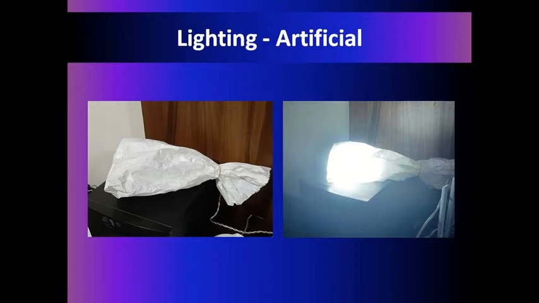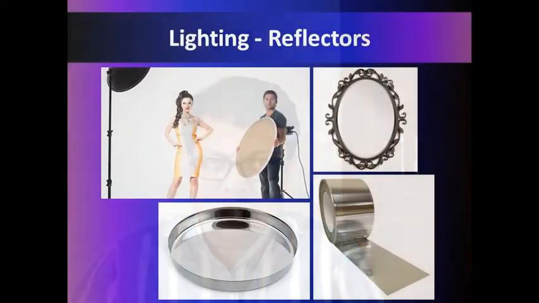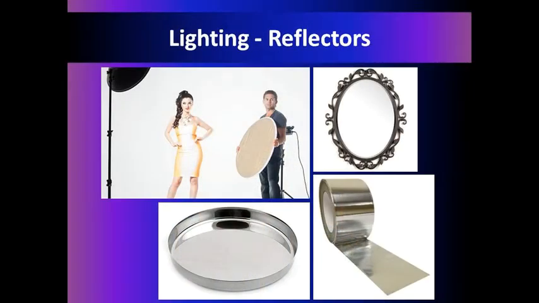Now let's look at the lighting reflectors. Maybe some of you have come across reflectors. Reflectors are nothing but a simple panel which can reflect the light. Look at the first picture. A model is standing right in front of a strong light, and a person is holding the reflector such that her other side also is well lit. So because of the reflector and the main light, she is getting sufficient light on both sides.